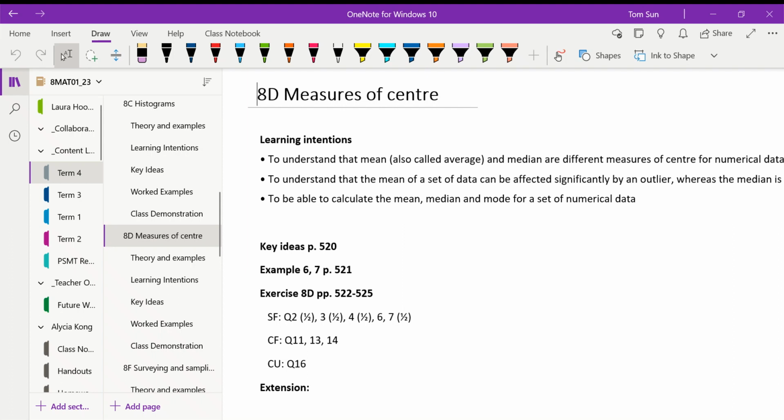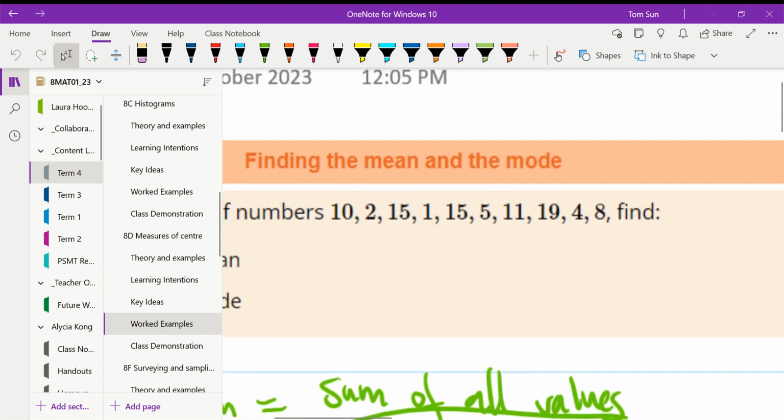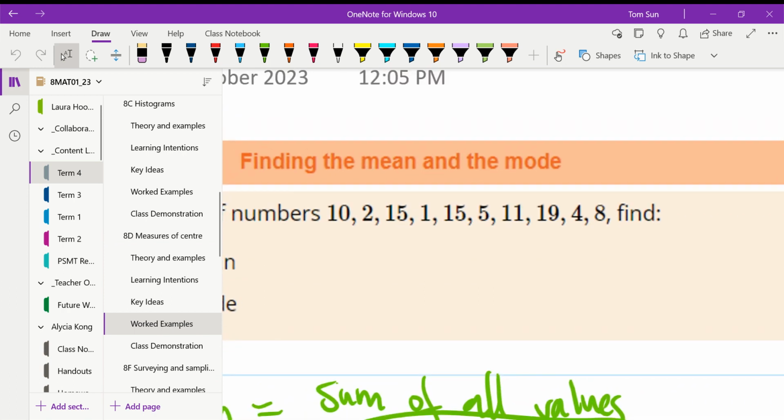Measures of center is very straightforward. It's looking at data like this, and it's trying to find one number to describe the entire set of data in a specific way, in a specific context. It's trying to take a large group of numbers or data and summarize it so that it has meaning, and the reader can read that number and know what it means.